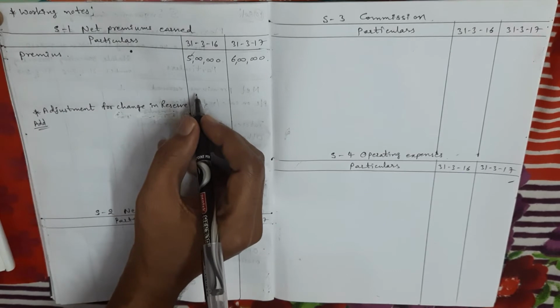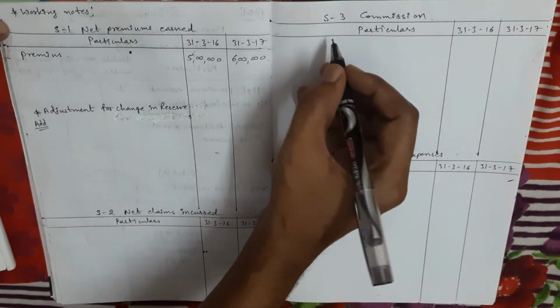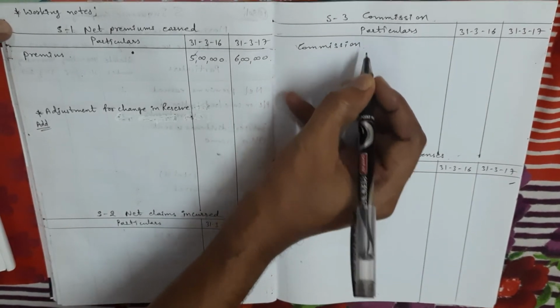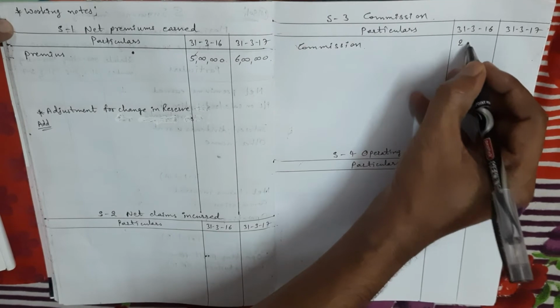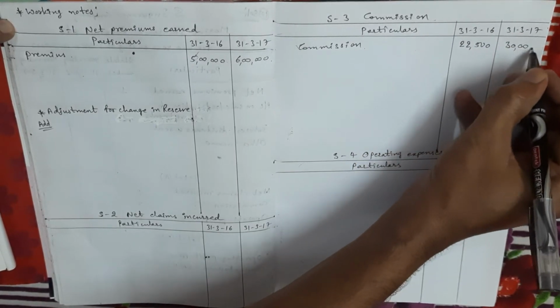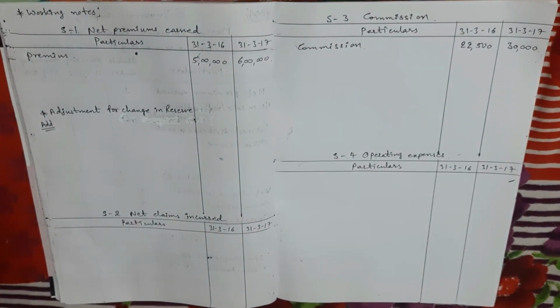Next, commission on direct business. Commission on direct business comes in the commission schedule. Here also last year's and present year's balances are given: last year 22,500 and present year 30,000. All the amounts I am taking in thousands as mentioned in the problem.